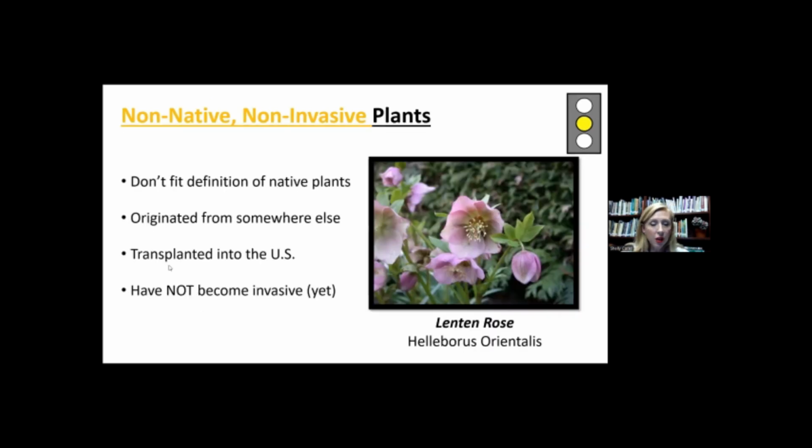So non-native plants that are non-invasive, what are they? They don't fit the definition of native plants, for one. They originate from somewhere else. So yes, they were imported, transplanted into the US. They have not become invasive though. And the key word here is yet. Here's a big picture of beloved Lenten roses, hellebores. I love them. They are not a native plant. Some of these do provide benefits though for us. So only about 10% of all non-native plants have become invasive.